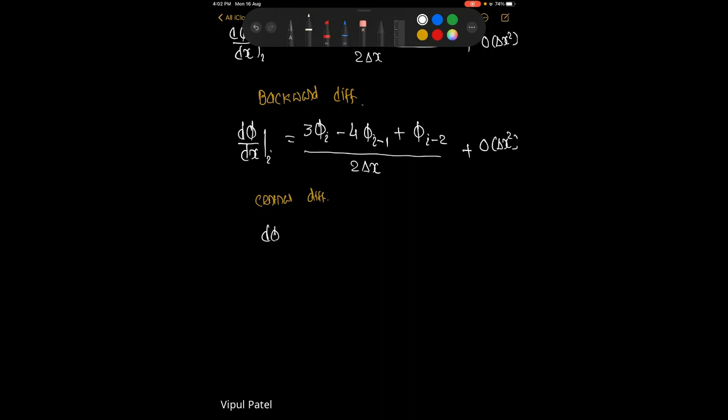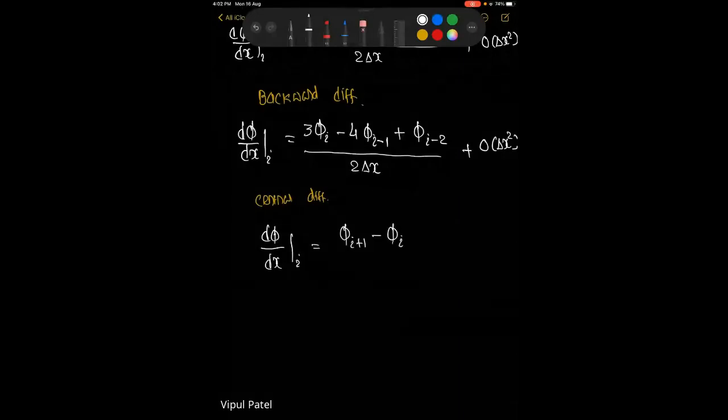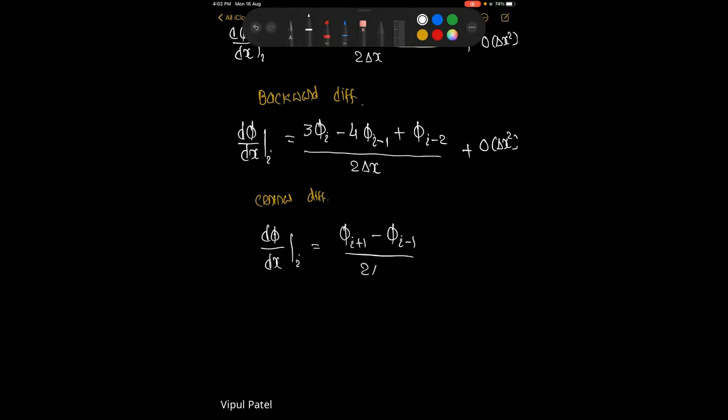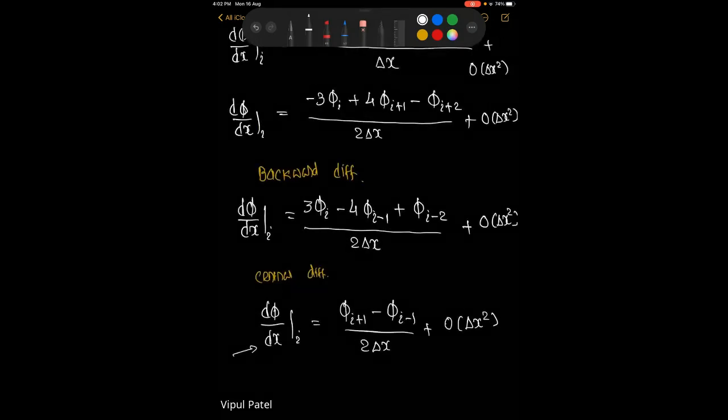So we also know this approximation: d phi by dx at I is equal to phi I plus 1 minus phi I minus 1, divided by 2 delta x, which is second order accurate. Initially we derived this expression, but with the constraint that you cannot use it for the boundary nodes, because you need one node in the forward direction and one node in the backward direction. But if you have forward and backward difference approximations, which are also second order accurate, then you can handle the boundary condition very smartly.